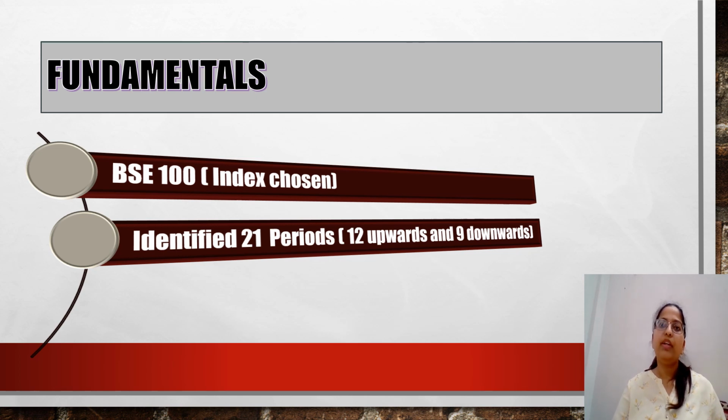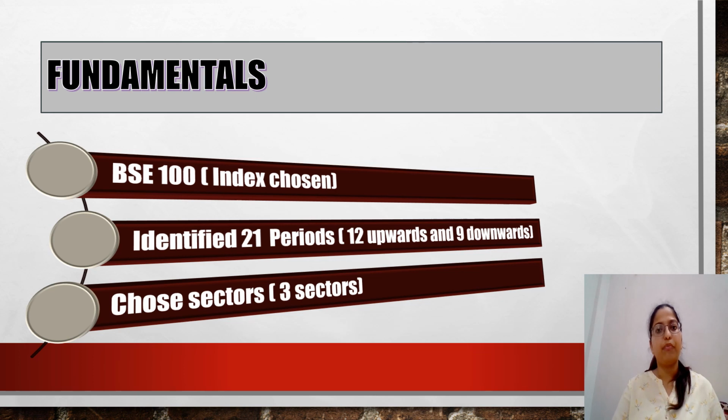So any movement of more than 10% in the upward direction, say 11% or 12% returns change, is called an upward trend. And I have identified 12 such upward trends. Any return which is negative, say less than minus 10%, is called a downward trend. So there are 9 such downward trends. So this includes the 21 periods. I have chosen 3 sectors. These three sectors are consumer durables, BSE metal, and BSE oil and gas.